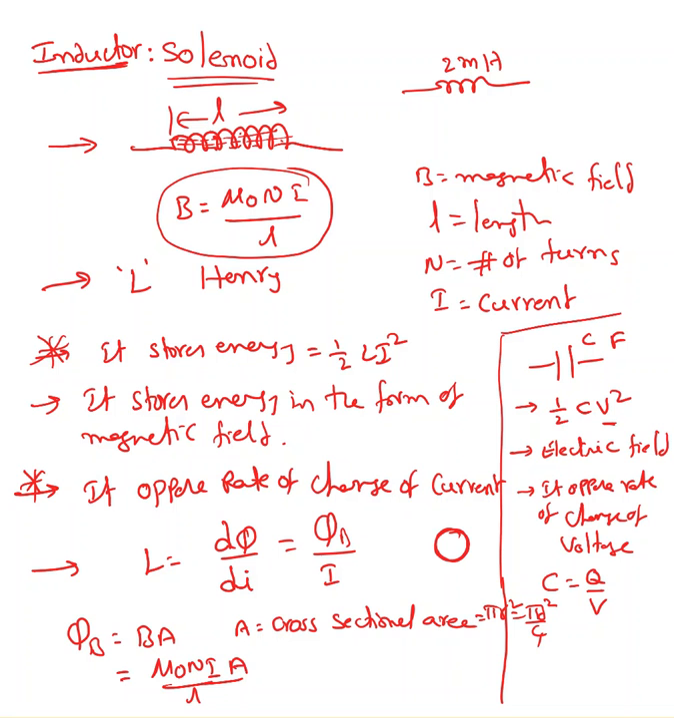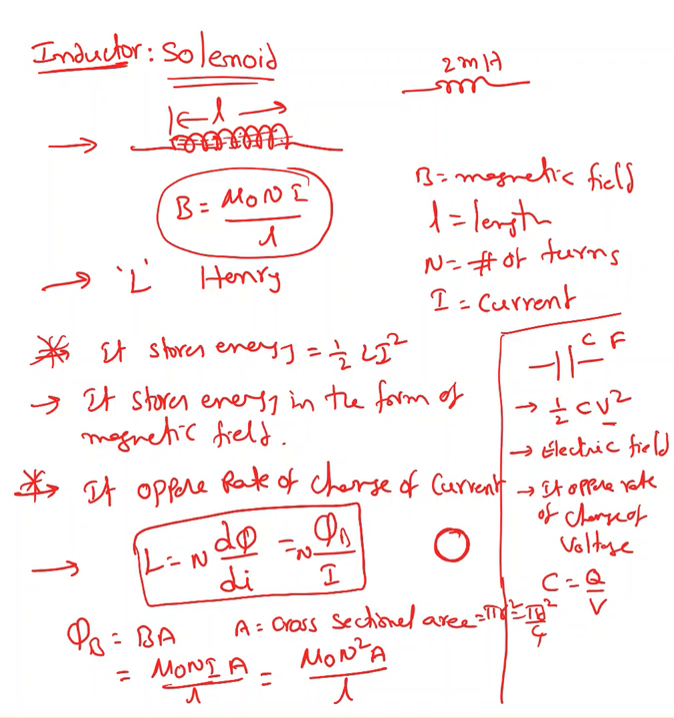By the way, this is for one turn, so I would say this is n times d phi by d i. N is number of turns. I would keep the n there too. Now L value is n times d phi by d i, where N is number of turns everywhere. If I substitute this in this equation, the I cancels out. We get mu naught n square A over L.